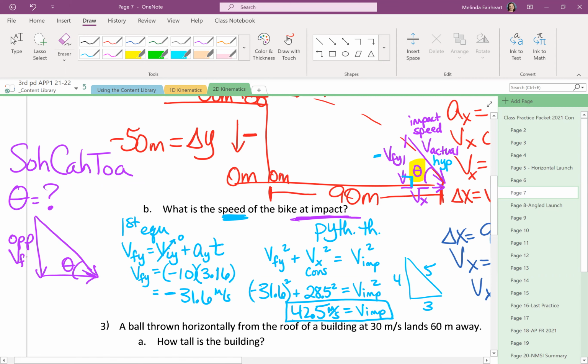Opposite would be that final y velocity. Now the next two, both are adjacent, they're both touching theta, but the long side opposite the 90 degrees is your hypotenuse. And that's my actual impact speed that we just solved for. And the one that's not the hypotenuse is your adjacent, and that's going to be your x component. Good deal?